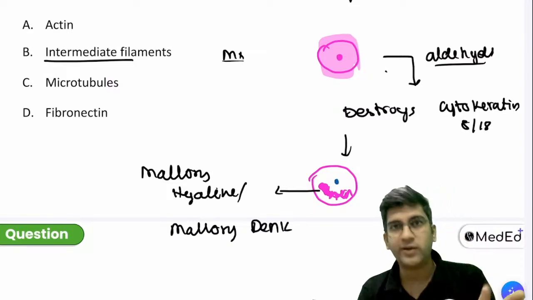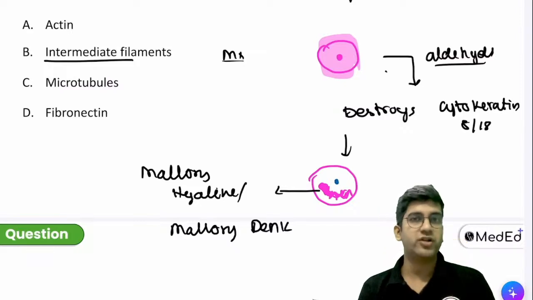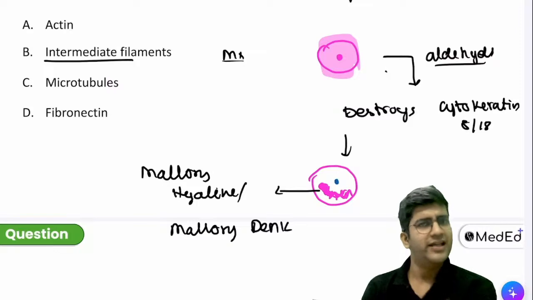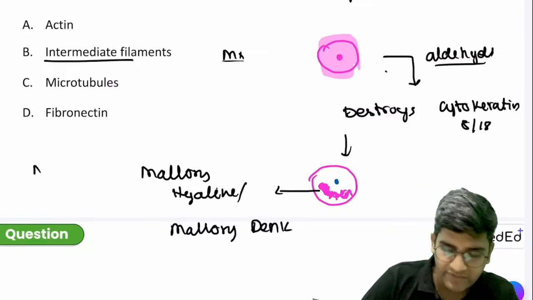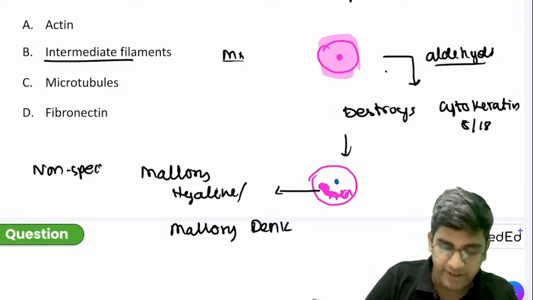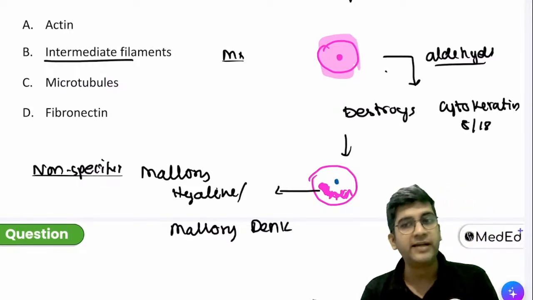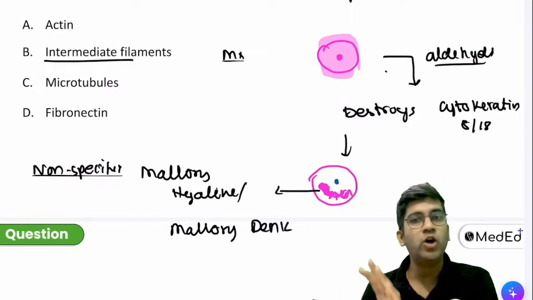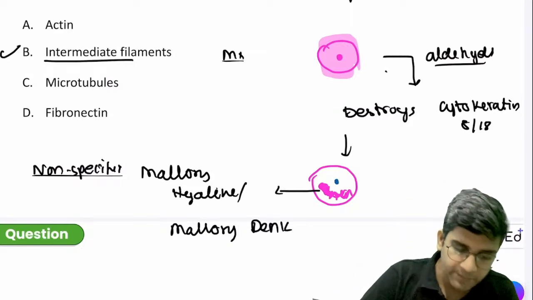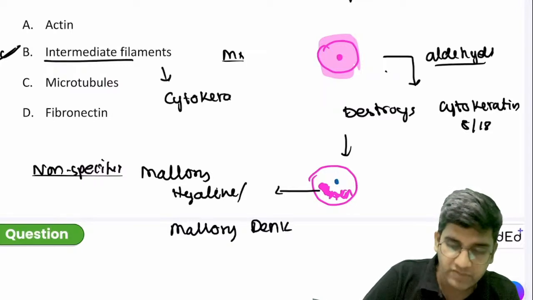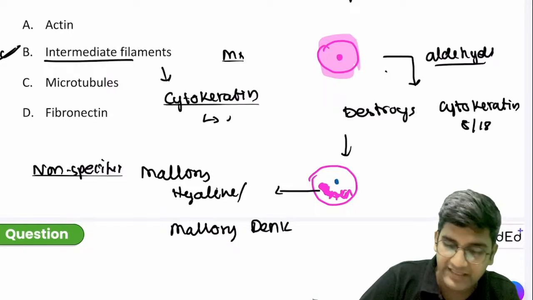If it's due to destruction of cytokeratin, will only alcohol cause destruction, or can hepatitis also destroy it? Autoimmune hepatitis, viral hepatitis, any other liver disorder, can it destroy? It can, right? So Mallory-Hyalin or Mallory-Denk was a very non-specific finding. It's not specific to alcohol. Any hepatocellular problem which destroys the intermediate filament cytokeratin can cause Mallory-Hyalin or Mallory-Denk body, right? Intermediate filaments is the answer. A type of intermediate filament is called cytokeratin. This is an intermediate filament seen in epithelial structure.